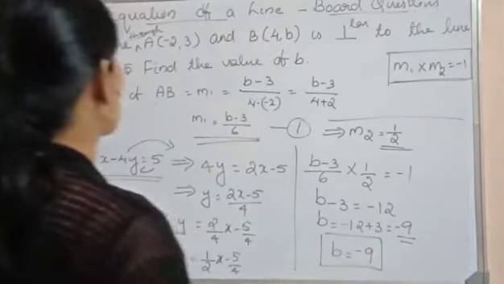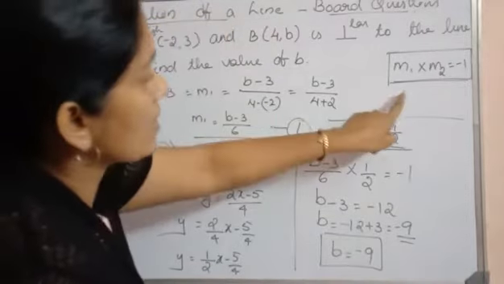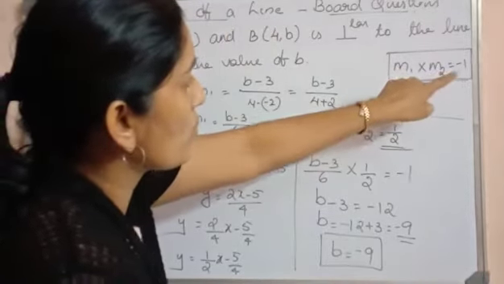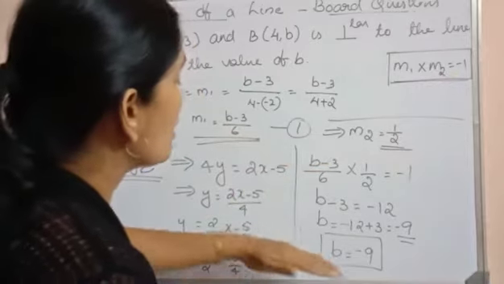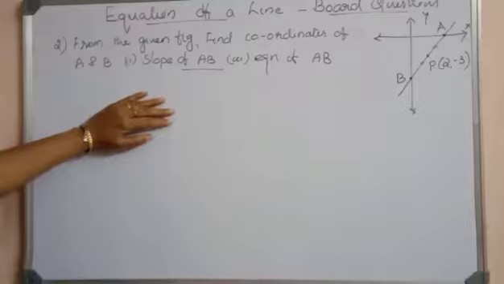This is what our question is. Consider these two lines, they are perpendicular to each other. Consider the condition m1 into m2 is equal to minus 1. Substitute the values, and you will get the value of b as minus 9. Look at the next question.